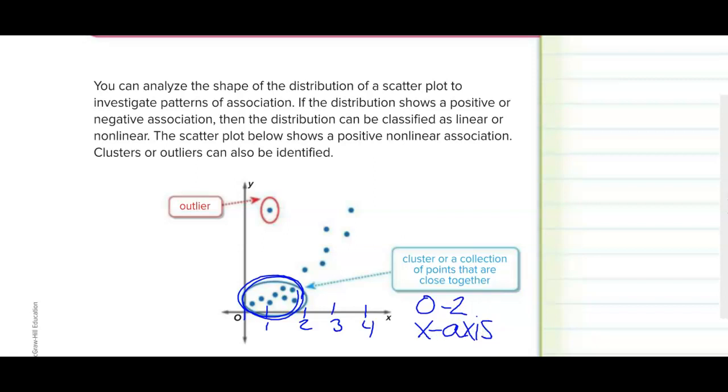Then it also has an outlier up here, and an outlier just kind of means it's away from all of the other data. So it doesn't really fit any of the other scatter plot points. It's kind of out there by itself, outer space, outlier. So then on your scatter plots, if you are identifying an outlier, I want you to tell me the exact coordinate or an estimate of the coordinate point. So if this would be labeled like a coordinate grid, I would say that this outlier's point is 1, 5, and that's how I would identify my outlier.